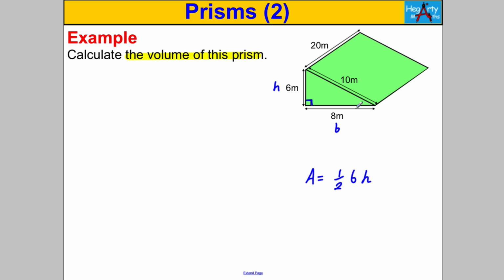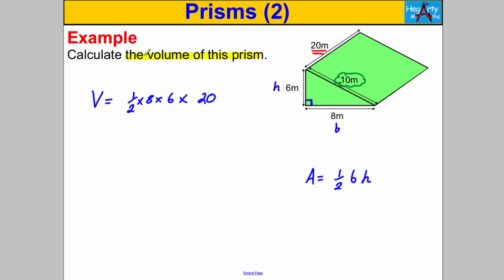So we've got everything we need to work out the area of the face, and also we know the depth back of the shape is 20. The 10 meters here is a red herring, it is not needed in this question. So let's go and work out the volume. The volume, remember, is the area of the cross-sectional face, which we said is a half, multiplied by the base, which is 8, multiplied by the perpendicular height, which is 6, multiplied now by the depth back of the shape.